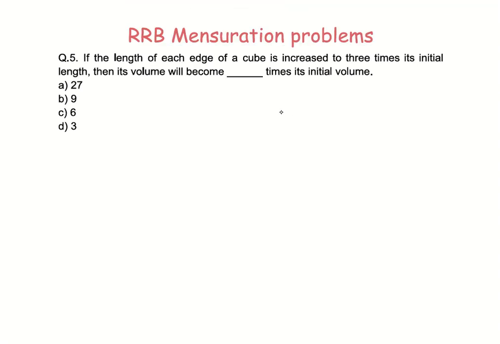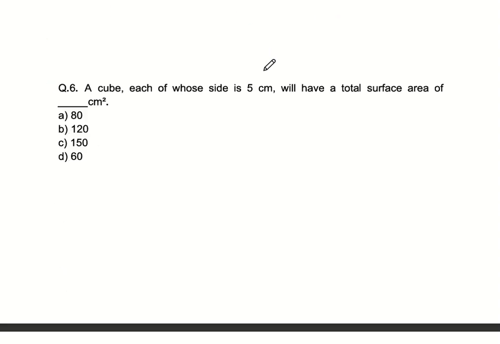If the length of each edge of a cube is increased to 3 times its initial length, then the volume becomes? Suppose the initial length is a, increased to 3a. Volume is 3a whole cube, 3 cube is 27, so 27 a cube. How many times is it increased? 27 times. Now the sixth question: a cube each of whose side is 5 centimeters will have the total surface area. So the total surface area formula is 6a square, that is 6 into 5 square is 25, it is 150. So C is our answer.